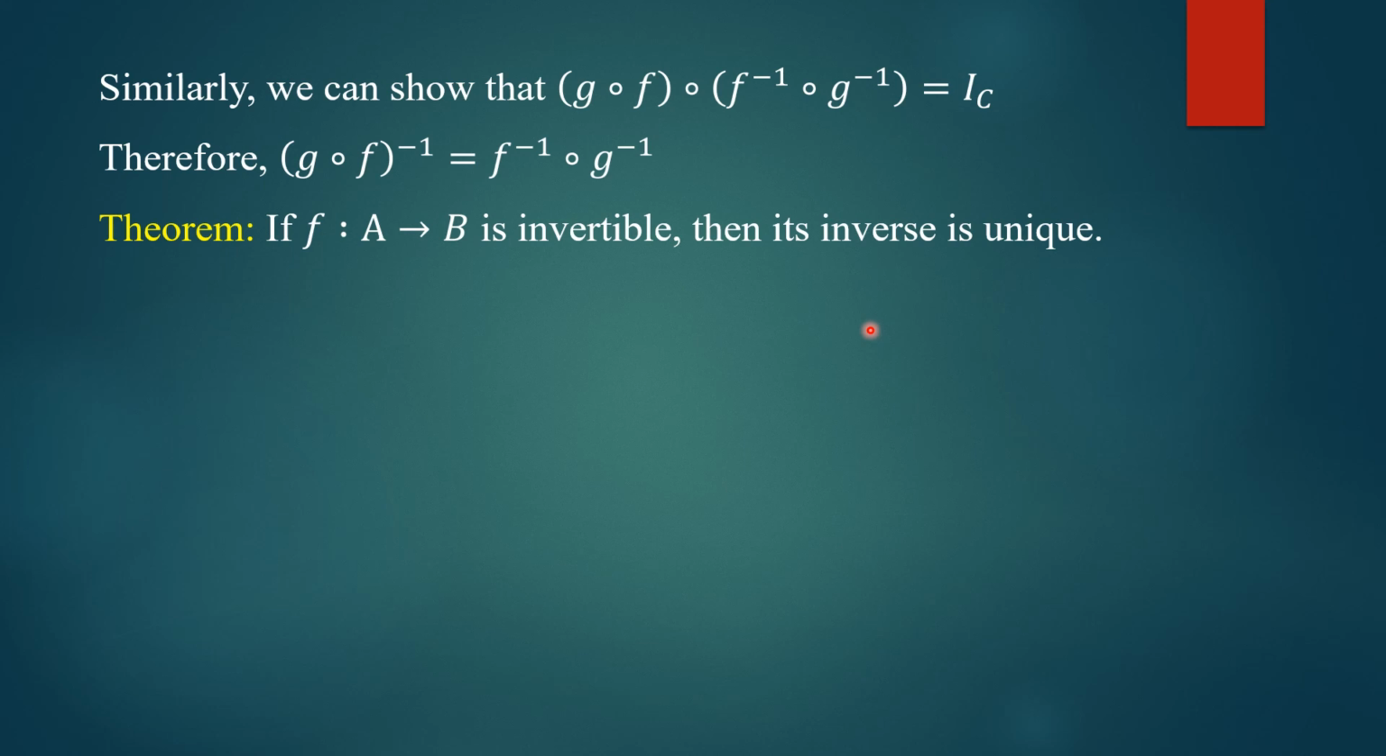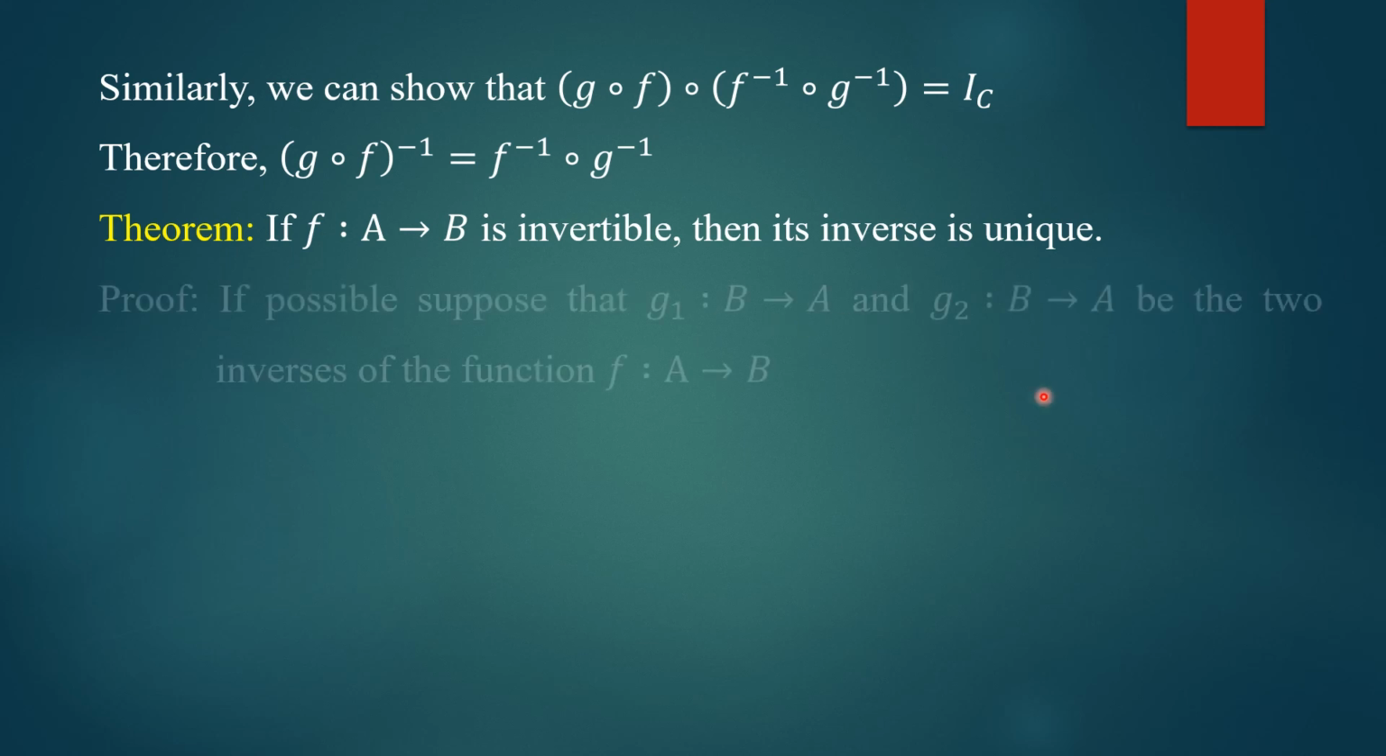If f is a function from A to B, and it is an invertible function, then its inverse will be unique. That means for a function there must not exist more than one inverse. So first, if it is possible, take two inverses for the function f.